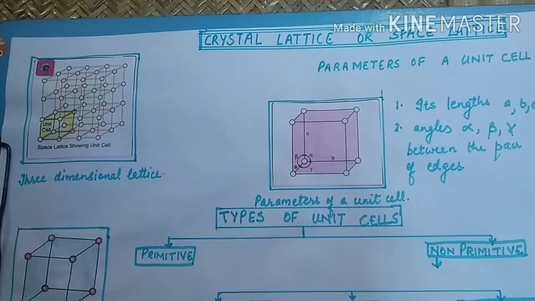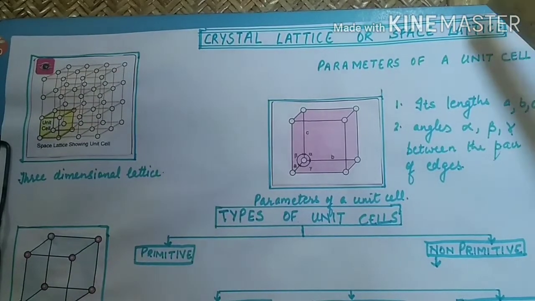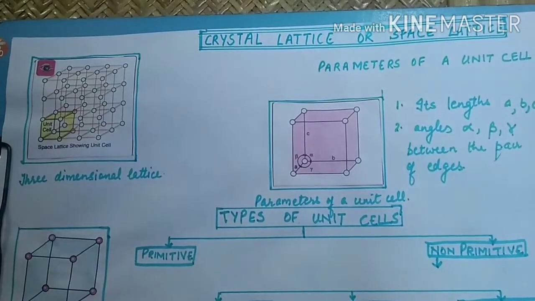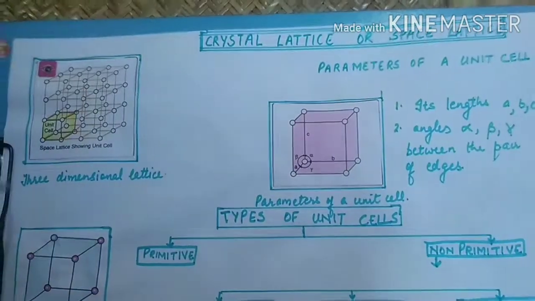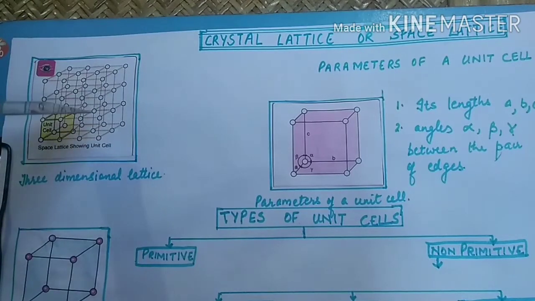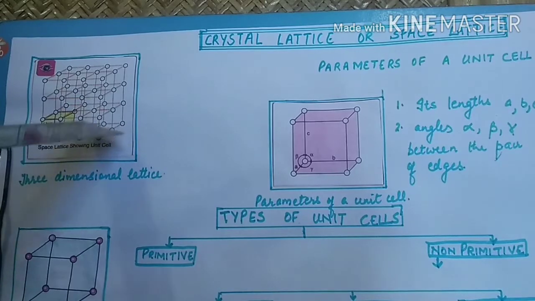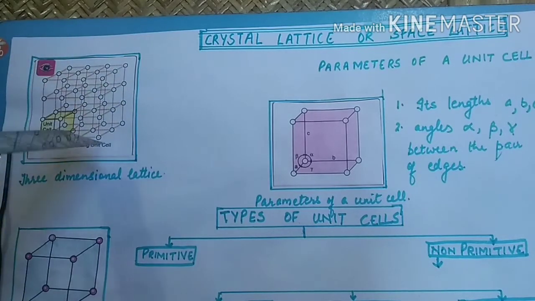Good morning, children. Today we'll be covering crystal lattice or space lattice in the chapter solids. So, crystal lattice is a regular arrangement of the constituent particles, atoms, ions or molecules of a crystalline solid in three-dimensional space. Atoms are regularly arranged in all the three dimensions, length, breadth and height, and this whole arrangement that is formed is called crystal lattice.